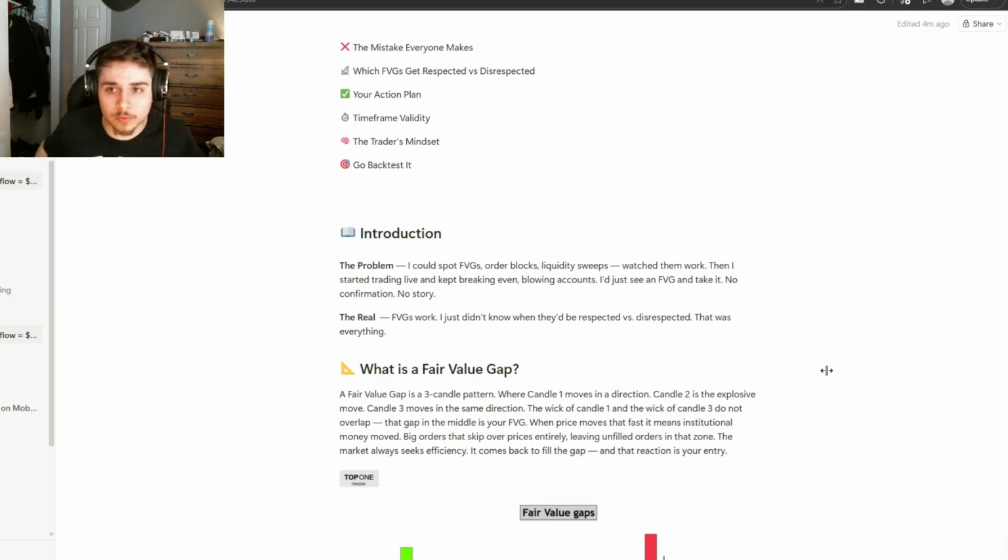But when you add order flow to it, you can actually see what is happening in the individual candles, and you can see whether it's going to respect it or completely disrespect it and continue and crush that fair value gap. So fair value gaps are essentially bounce points for price to leverage off of, kind of like stairs. That's how I like to imagine fair value gaps.